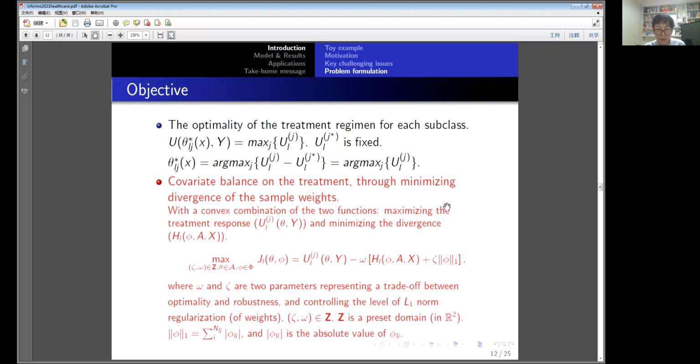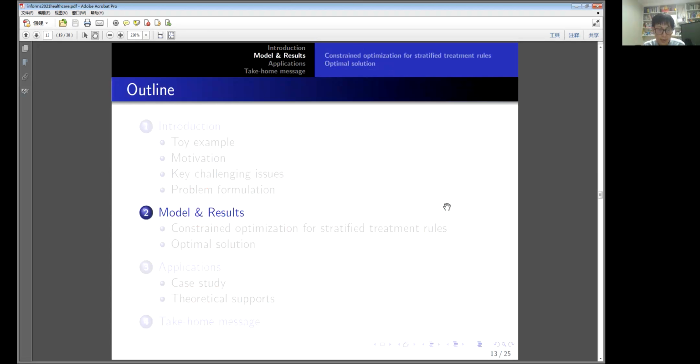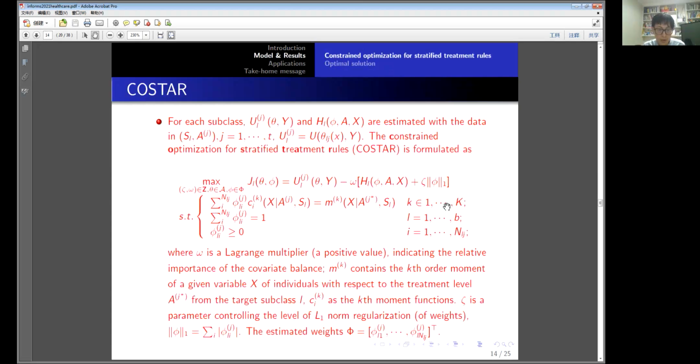Z is a preset domain, and theta Li is the absolute value of phi Li. The weights stand for the relative importance of the patients for each subclass. Now let's go to the second part, model and the results. For each subclass, ULJ and HLJ are estimated with the data in the cell SLAJ.